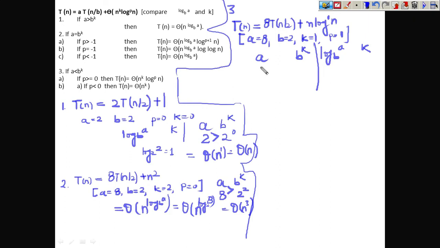So here a is 8, b is 2. So you can see again this is case 1, and also you can write log a base b, where a is 8 and b is 2. So again this is 3, and k is 1. 3 is actually more than 1. So we have case 1 again, and the answer of this is theta of n power 3. So again we get this answer. And let's move to the next question.